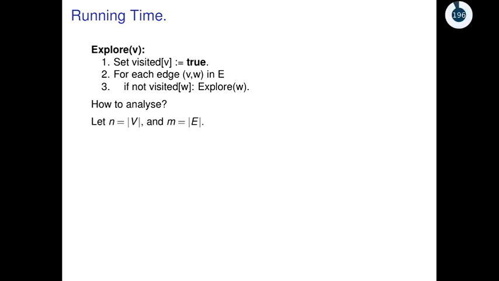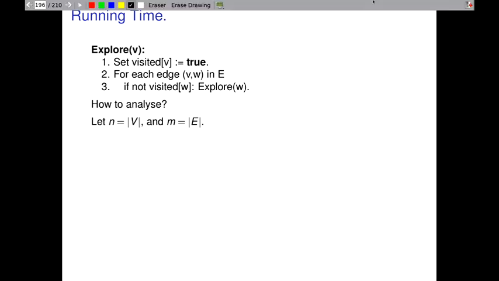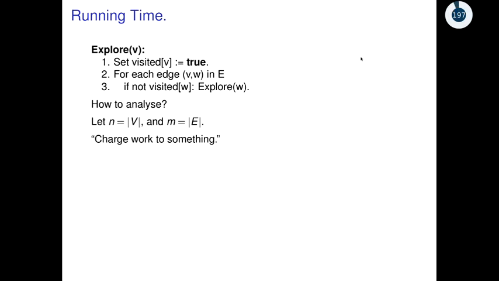So, how to analyze. N is the number of vertices. I always use N and M. The book tends to use the size of V for the number of vertices. What is going on? Charging work to something. That recursive thing was a gross upper bound, because we're not always calling the explorer on all of our neighbors. That's why it was a gross upper bound.